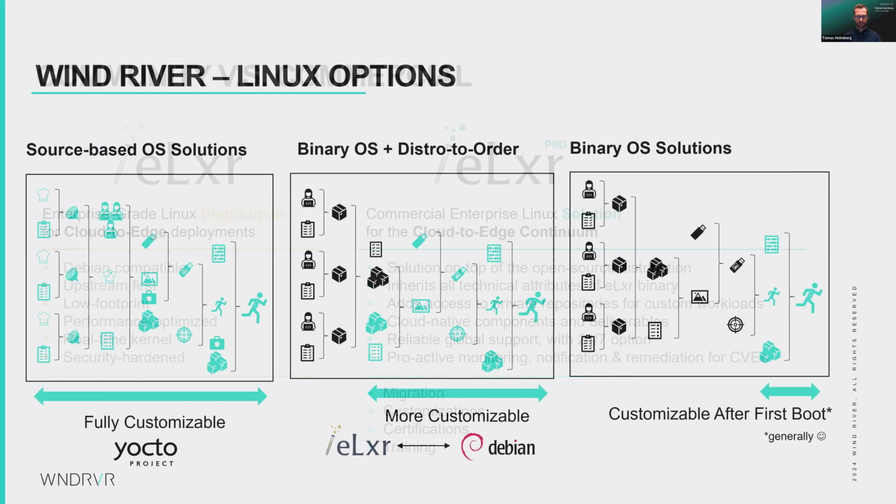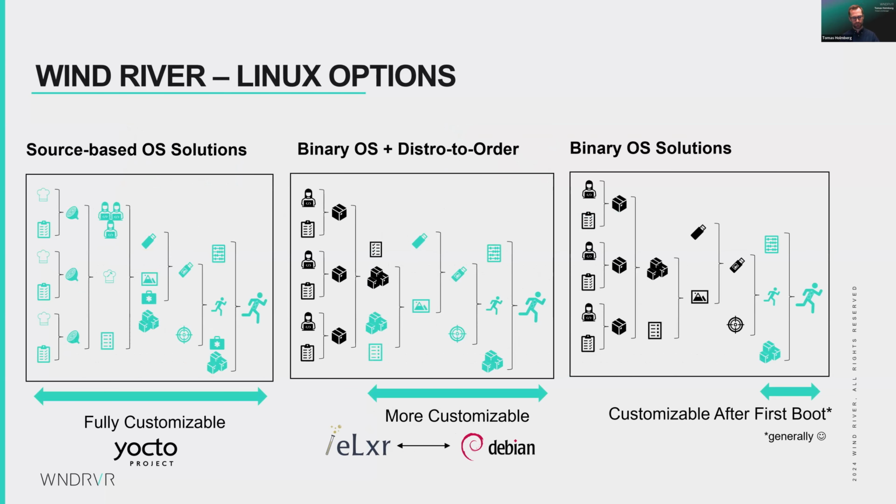So here's another picture that tries to describe what we're talking about. On the left-hand side, Yocto, also then WinRiver Linux, highly customizable. You can do whatever you want. You can build whatever distribution you want. And then, of course, there's some steps. There's a higher learning curve than others, but when you know the stuff, it's kind of easy because it's still Yocto. But then you have the middle ground. We call it distro-to-order, where you have the Elixir and you can kind of configure it for your needs.